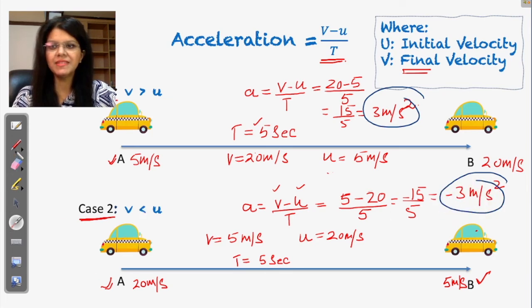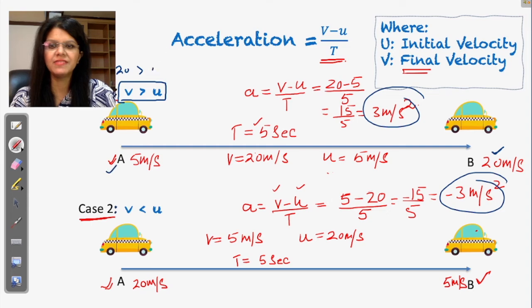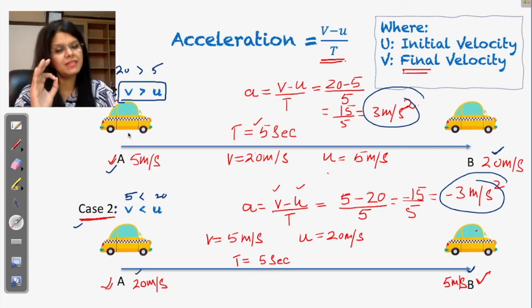Did you notice one thing? In case 1, the final velocity was greater than the initial velocity. Final velocity 20 was greater than the initial velocity, which was 5. In the second case, the final velocity, which was 5, was lesser than the initial velocity. These two scenarios are perfectly possible in a day-to-day scenario.